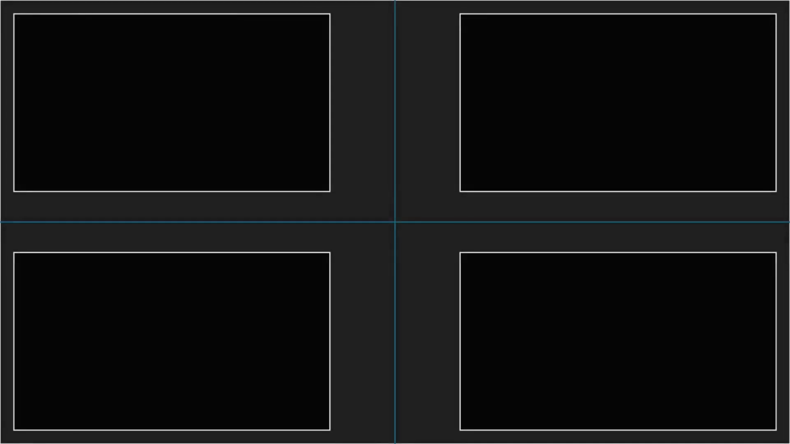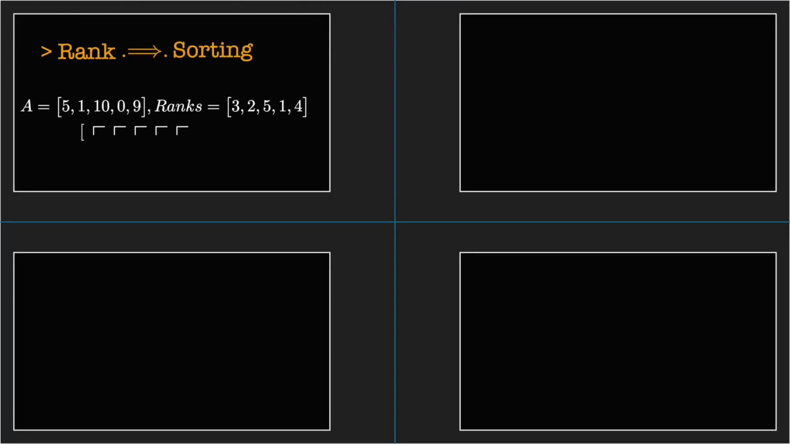Here are a couple of things which I think you should keep in mind. Firstly, rank implies sorting. If you know the ranks of elements in a list, then you essentially know the sorted list. And QuickSort is a rank-based algorithm, but it's not the only rank-based sorting algorithm. I have a hunch that you have seen a rank-based sorting algorithm before as well.